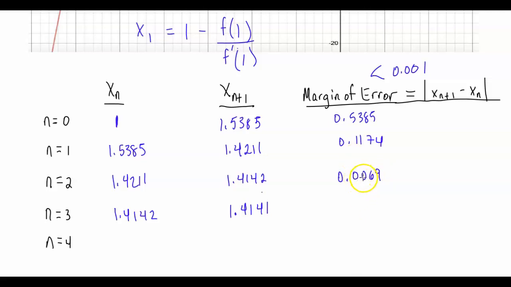We would need something 0.001 or less, but the next iteration ends up being 0.0001, and of course that is well below this 0.001 that we need. And so we see that the x-intercept for this particular function is roughly about 1.4141, okay? And so that is how Newton's method is used to be able to find solutions to equations, in particular whenever we're trying to find roots of equations.